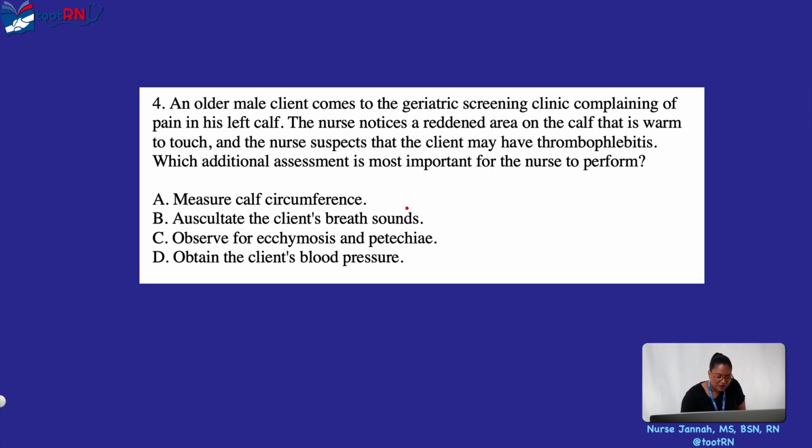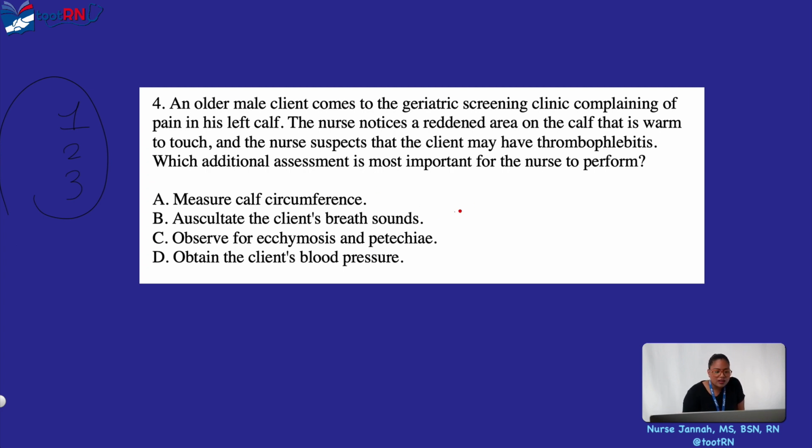A, measure calf circumference. B, auscultate the client's breath sounds. C, observe for ecchymosis and petechiae. And D, obtain the client's blood pressure. So 1, 2, and 3, of course, we need those reminders. Remember, this is something that we want to utilize every time we're answering these questions to help ensure we're not leaving anything on the table. We're identifying everything that's in there for us.